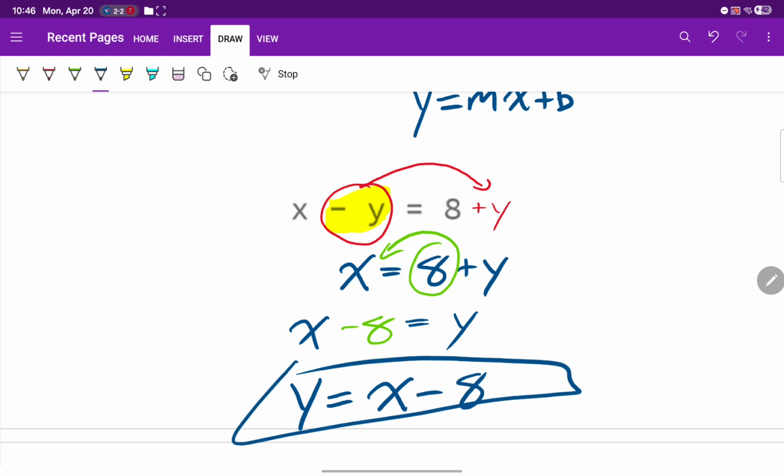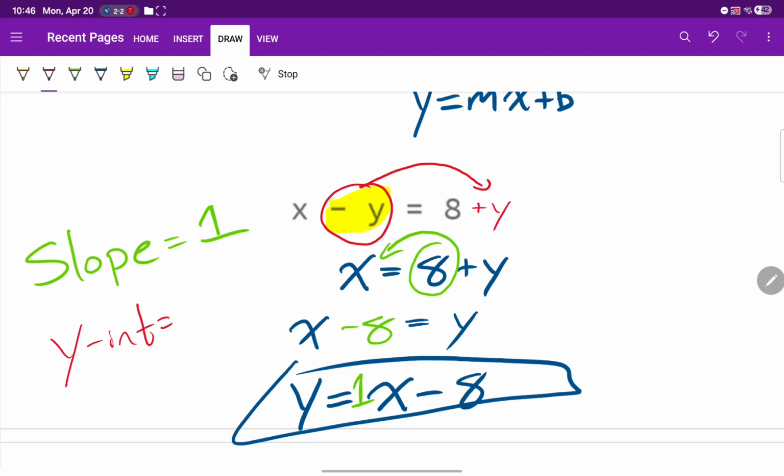And in this equation specifically, my slope, what number is in front of x? It is 1, and my y-intercept is negative 8. Okay? Moving on.